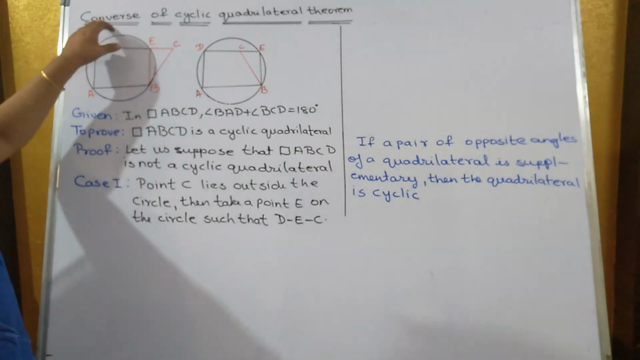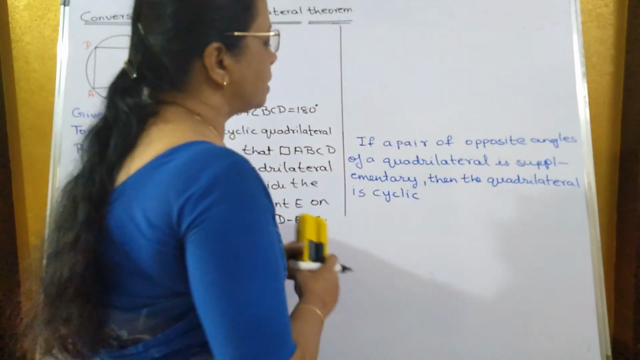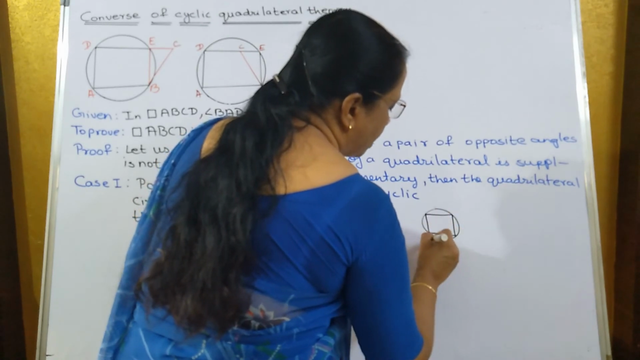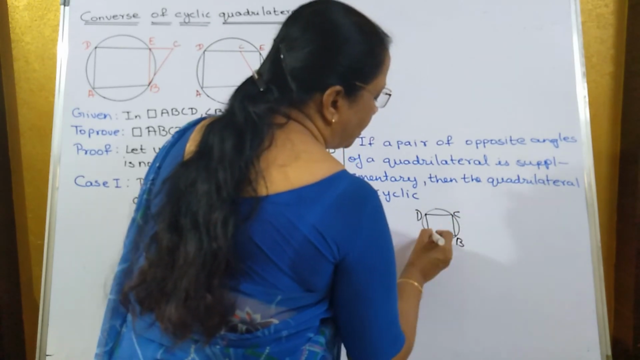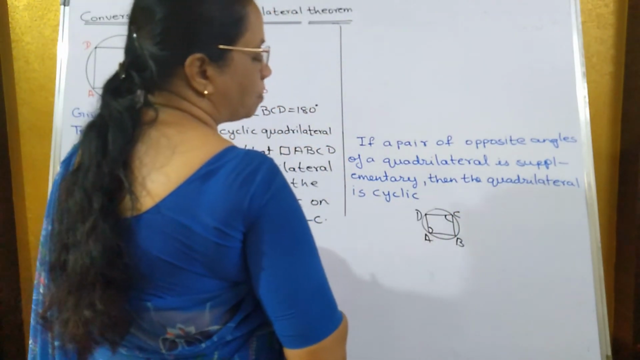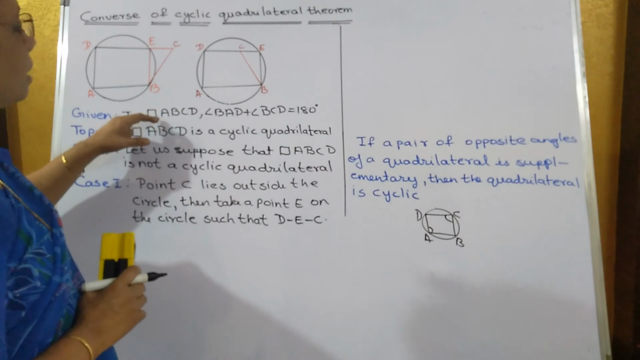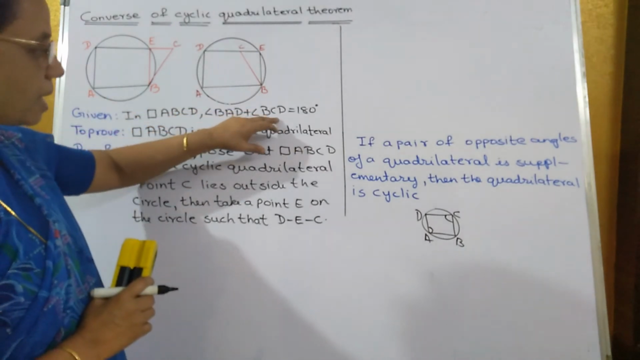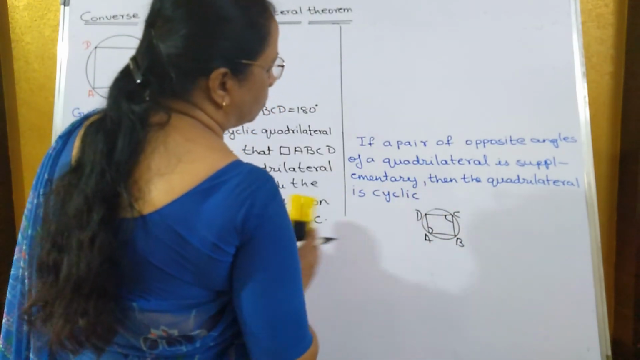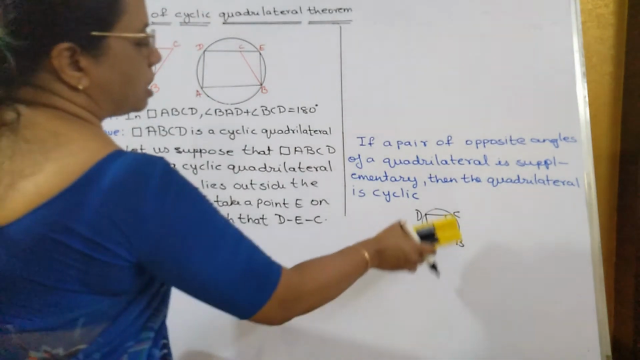Now, converse of cyclic quadrilateral theorem. What is converse of cyclic quadrilateral theorem? If a pair of opposite angles of a quadrilateral, so supposing quadrilateral is ABCD, then if a pair of opposite angles of a quadrilateral is supplementary, then the quadrilateral has to be cyclic quadrilateral. So this is what we have to prove. Now in quadrilateral ABCD, angle BAD plus angle BCD is equal to 180 degree. That is, this BAD and BCD both together is equal to 180 degree. Now we have to prove that quadrilateral ABCD is a cyclic quadrilateral.